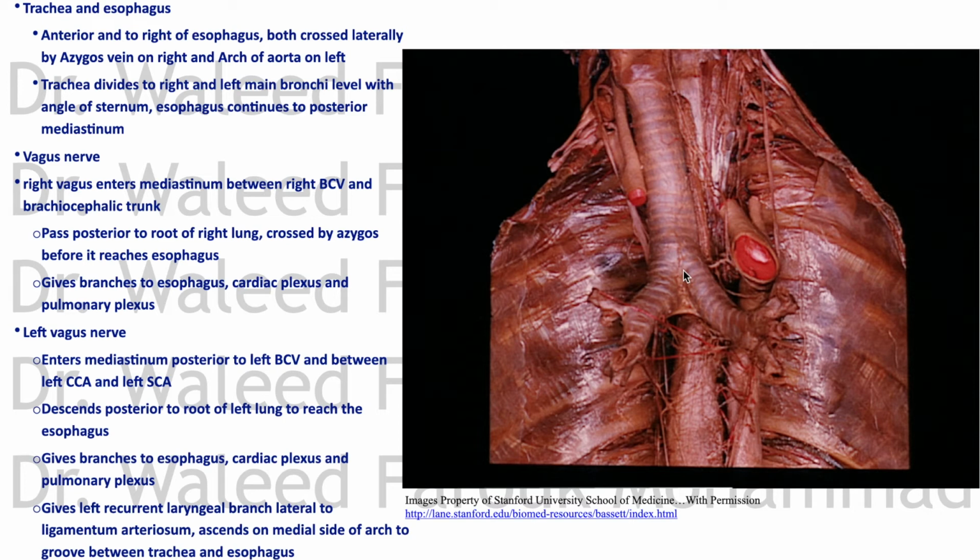The left vagus nerve enters the mediastinum posterior to the left brachiocephalic vein, between the left common carotid artery and the subclavian artery, descends on the lateral side of the arch of the aorta, but it's deeper than the phrenic nerve and deeper than the left superior intercostal vein. The left superior intercostal vein crosses it while on the arch of the aorta.